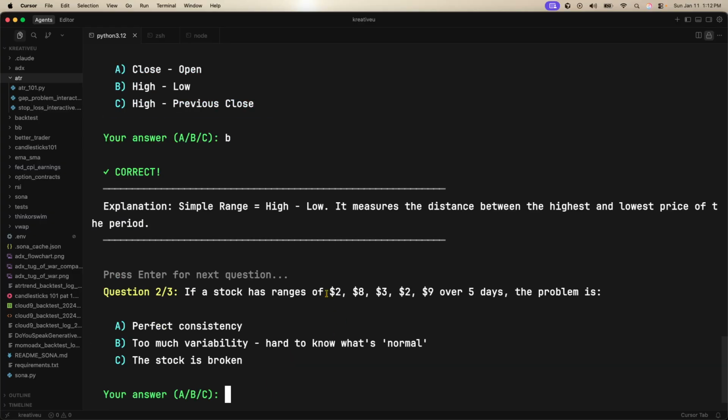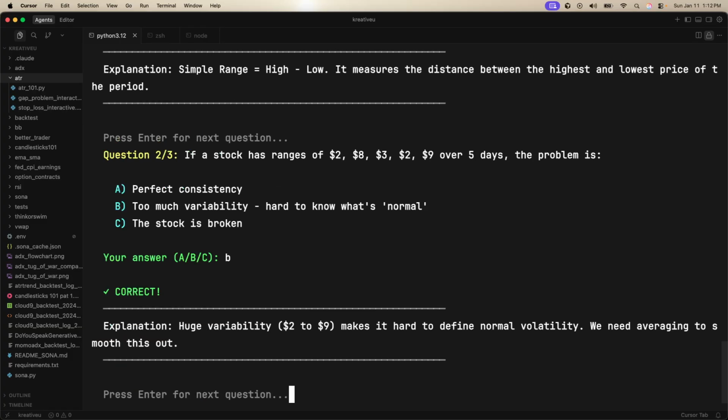Now, if a stock happened to range between $2, $8, $3, $2, and $9 over the past 5 days, the problem is: perfect consistency, too much variability making it hard to know what's normal, or the stock is broken. There's a lot of variability, because we have huge ranges between $2 and $9, so it's hard to define what normal volatility is. That's why we need an average in order to smooth things out.